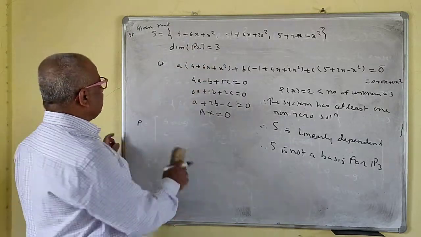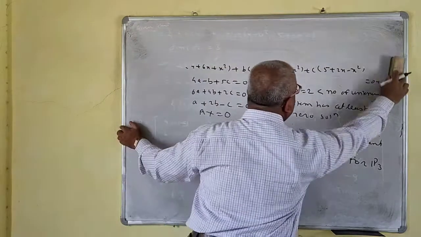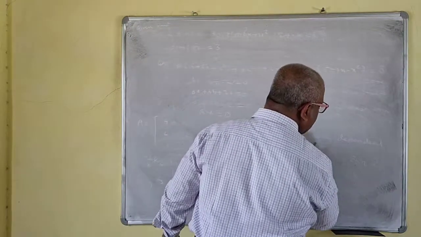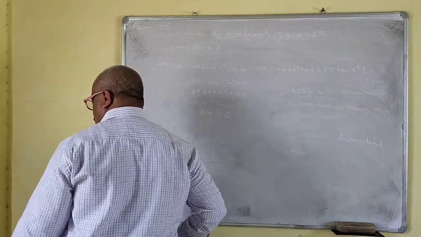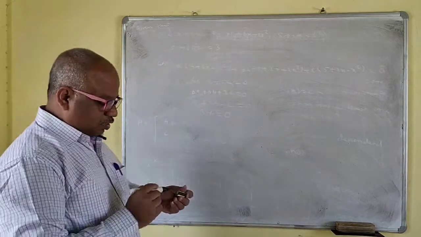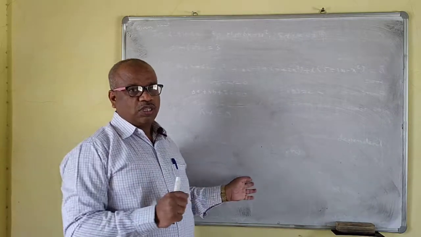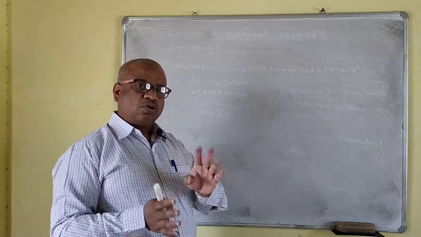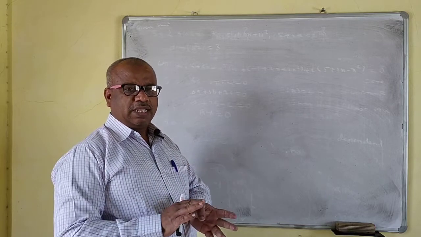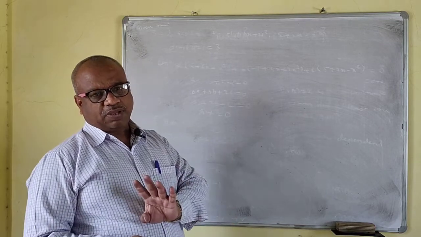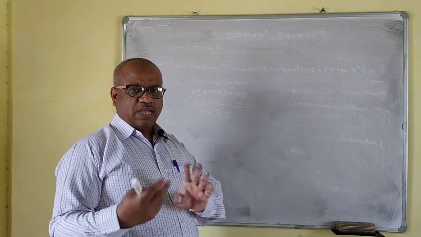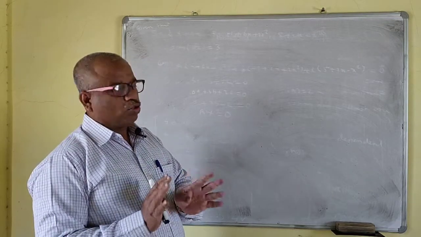Okay, this is the simple thing. I hope you understand how to show that it is a basis. If you know the dimension of the vector space, there is no need to show both things. You have to prove only one thing: either S is linearly independent or S spans V. If S is linearly independent, it will be the basis. If S spans V, it is the basis. No need to do both.